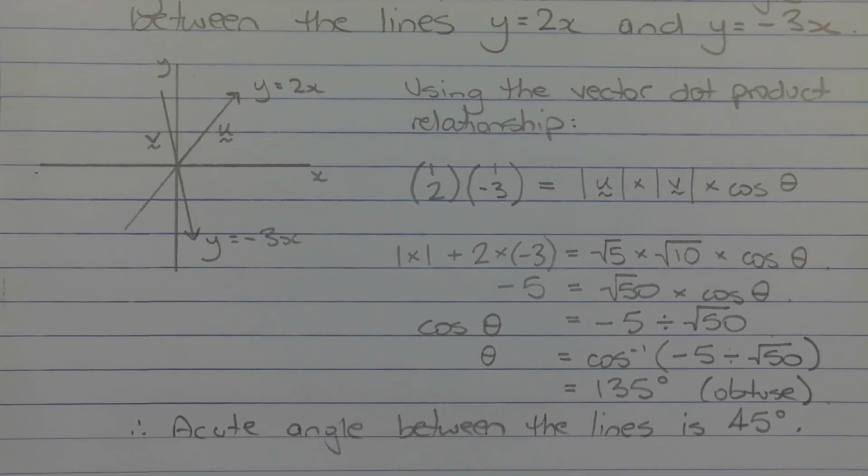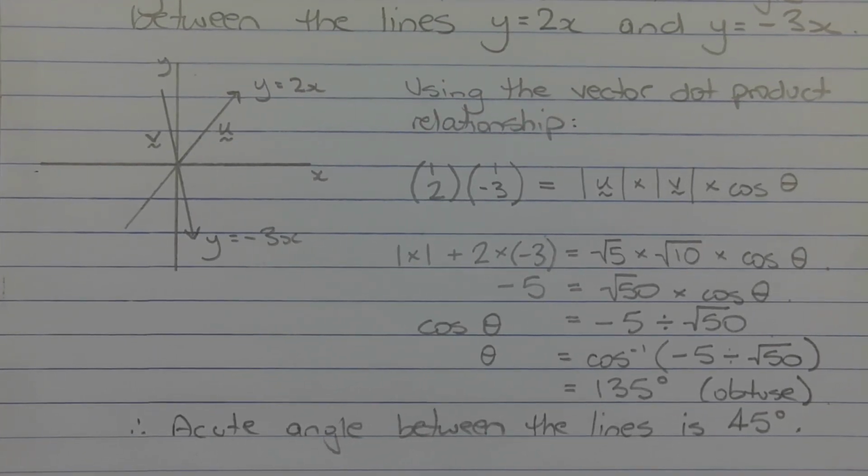And since we want the acute angle, we just subtract 135 degrees from 180 degrees, and we get 45 degrees. Therefore, the acute angle between the lines is 45 degrees.